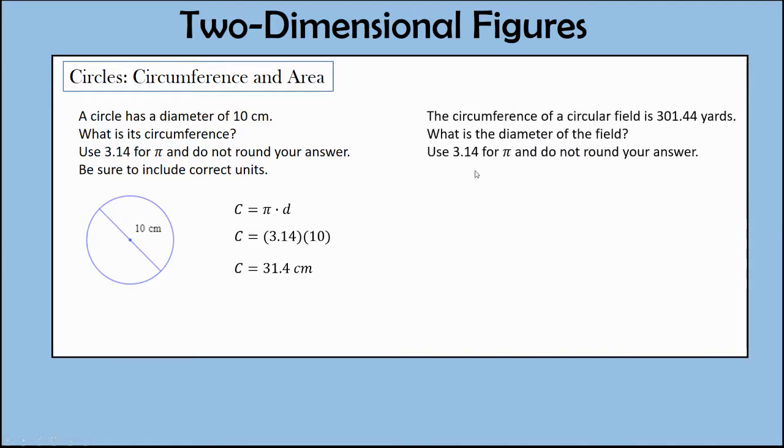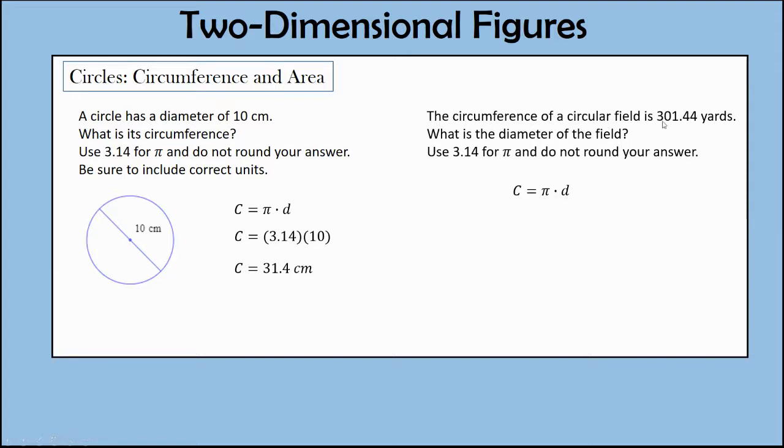Okay, little variation of this question. They're telling us the circumference of this circular field is 301.44 yards. What's the diameter of the field? So they're flipping it. They're giving you circumference and asking you to find diameter. Okay. Again, use 3.14 for pi and don't round your answer. So since they're asking us for diameter and they give us circumference, then I'm going to use the formula that uses circumference and diameter, which is C equals pi d.